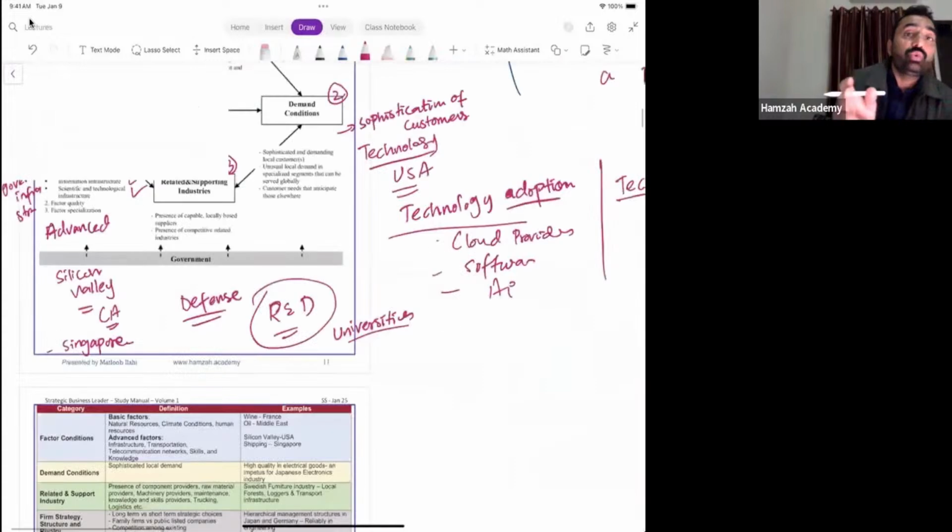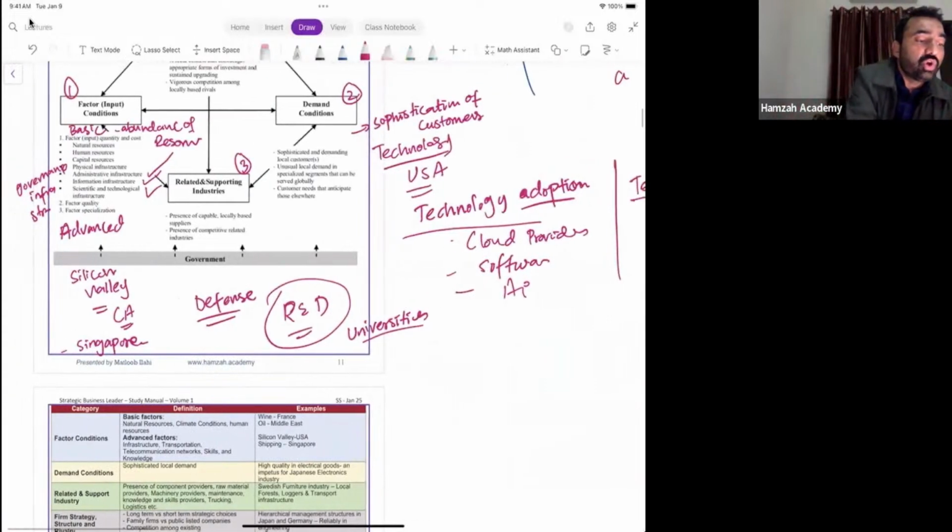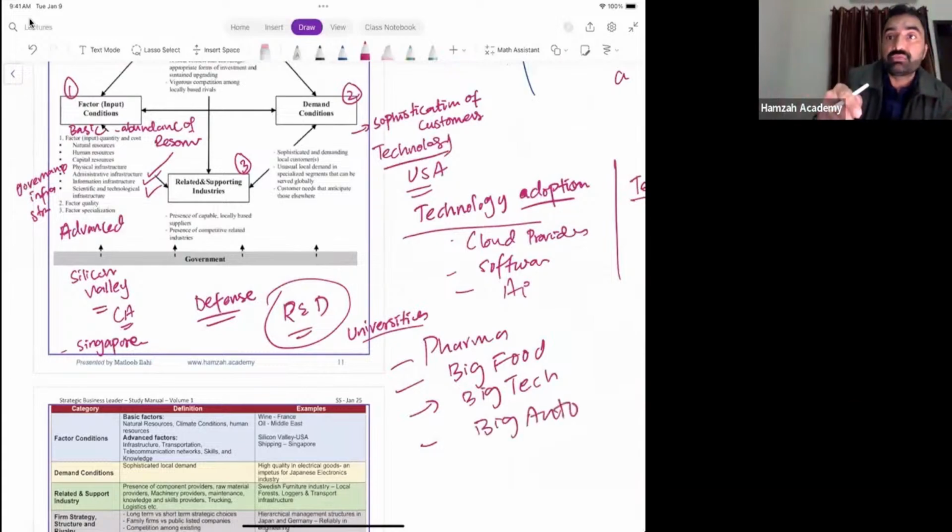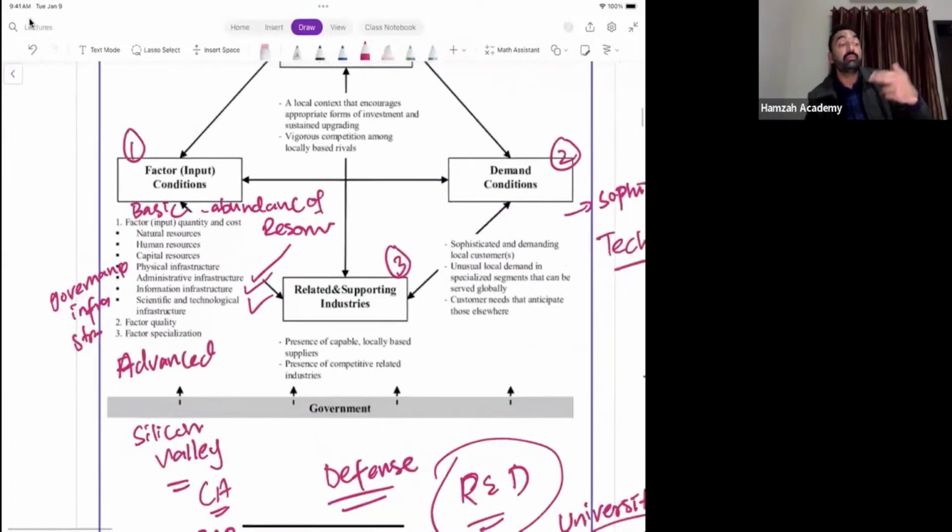If you look at other industries, why are US companies dominant? Whether you talk about pharma, big food, US companies are on top. Whether you talk about big tech, US companies are on top. Whether you talk about big auto, once US companies were on top. So there is a track record, a history of how these related and supporting industries have been providing.